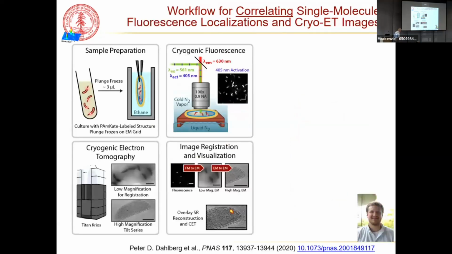This is the workflow that Peter Dahlberg put together for correlating single molecule fluorescence localizations and cryo-ET images. Basically, what you do is you fluorescently label the protein of interest and then plunge freeze it as usual on a grid for electron microscopy.